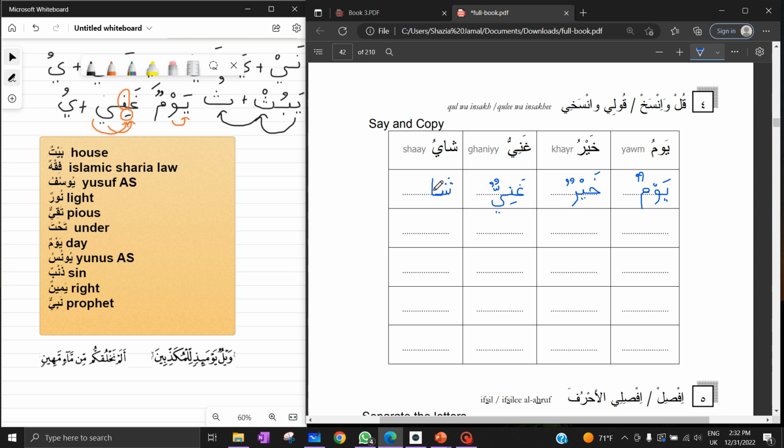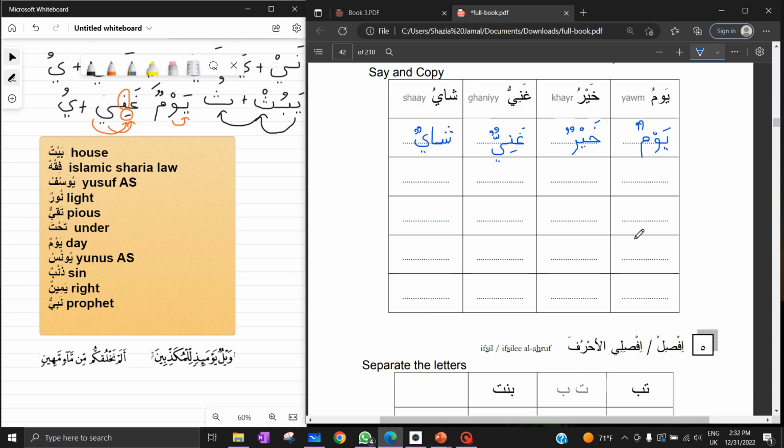And then when there is a non-connector, ya is isolated, written just above and below the line, putting 2 dots and with a tamatain. This is how you write the vocabulary.